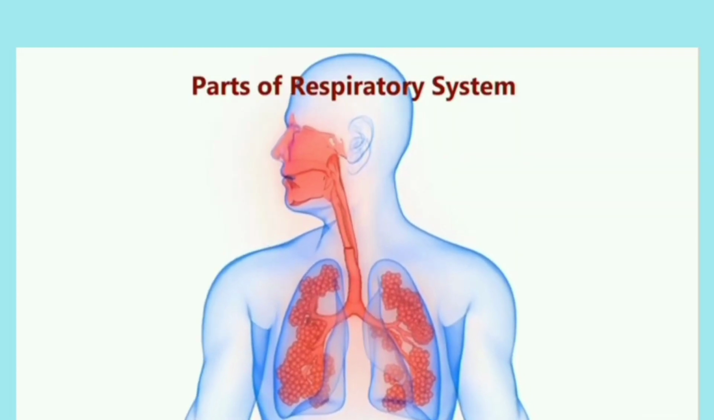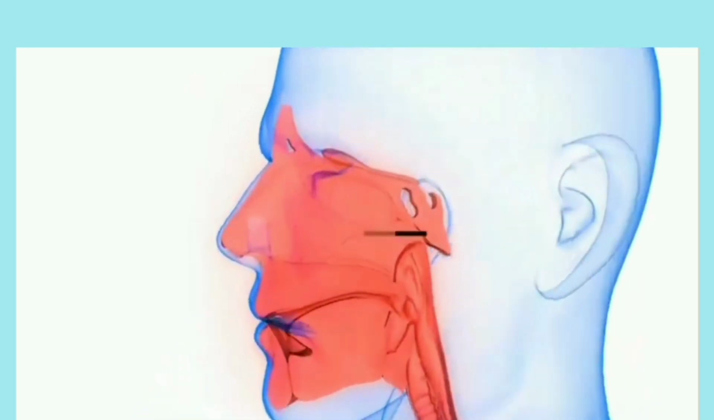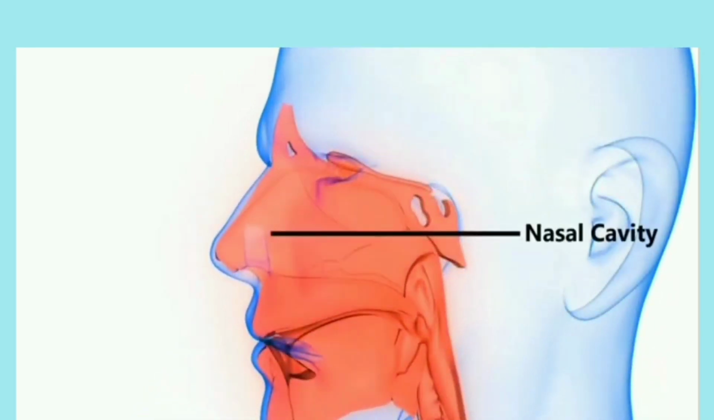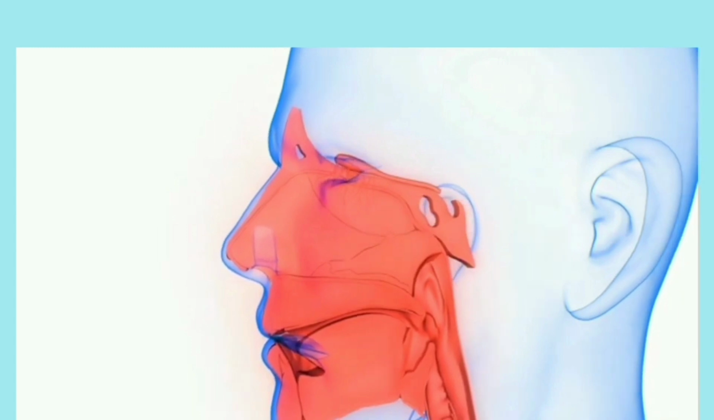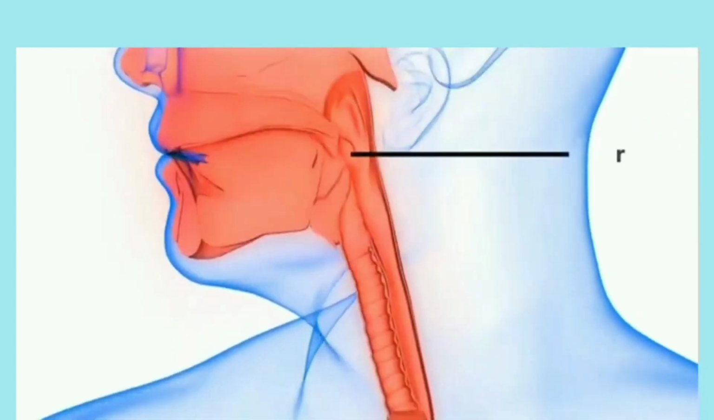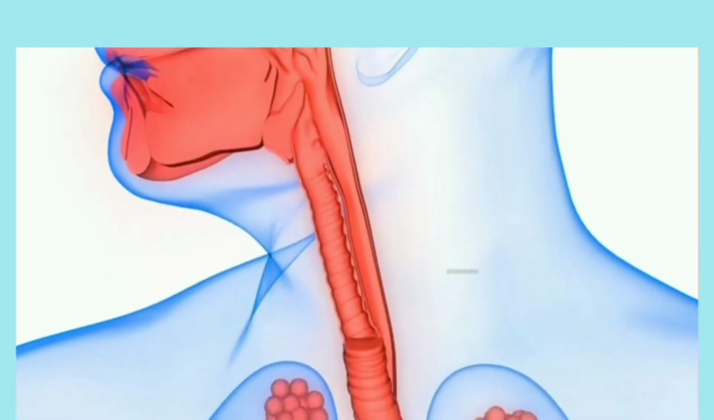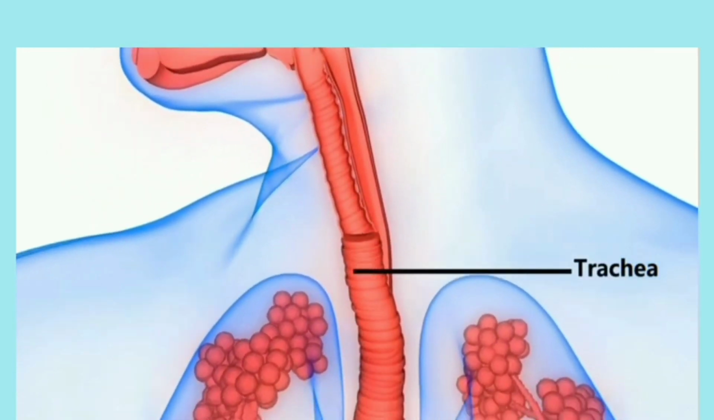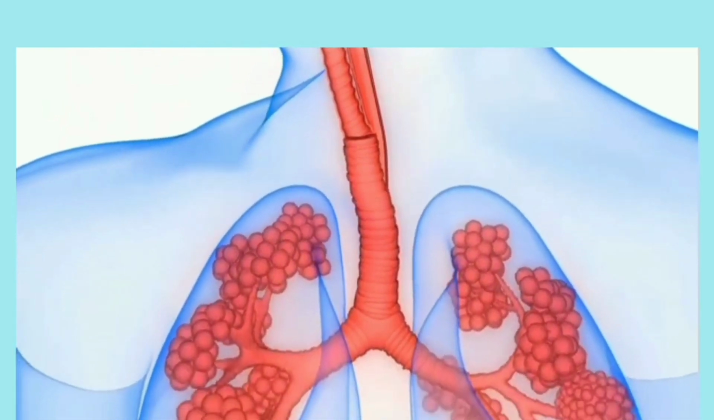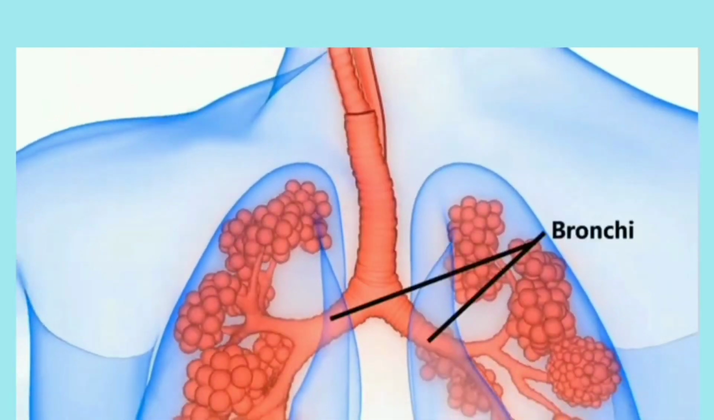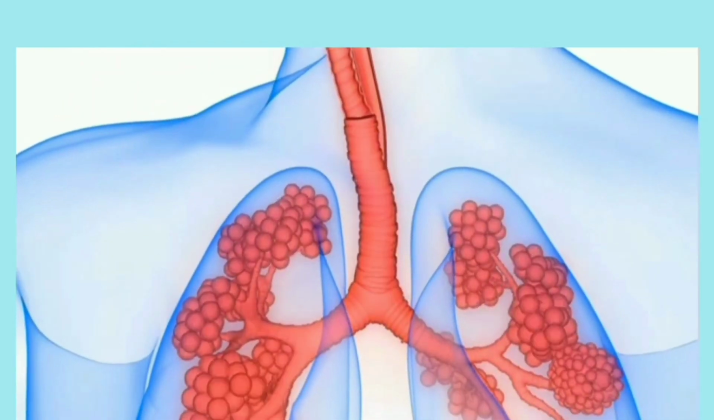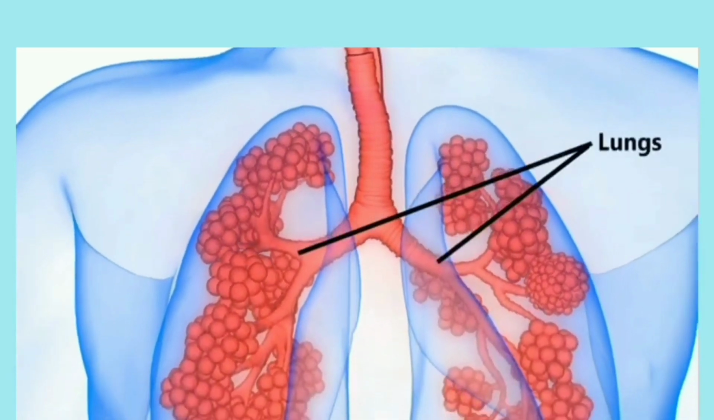Respiratory system are nasal cavity, pharynx, larynx, trachea, bronchi, and lungs.